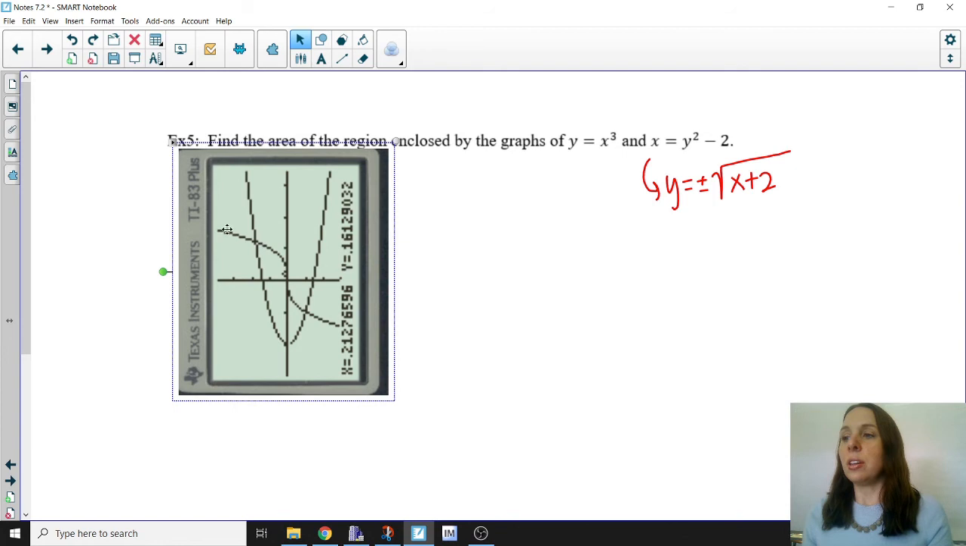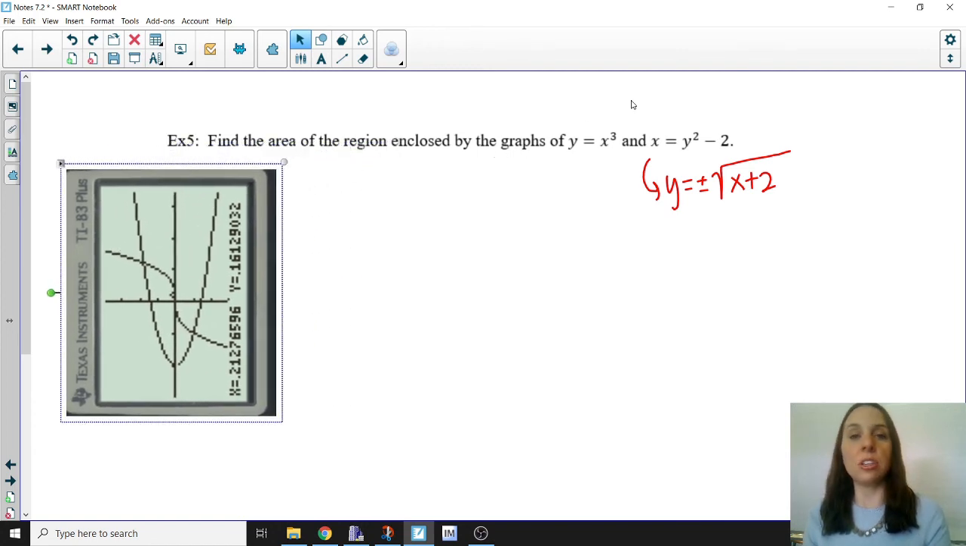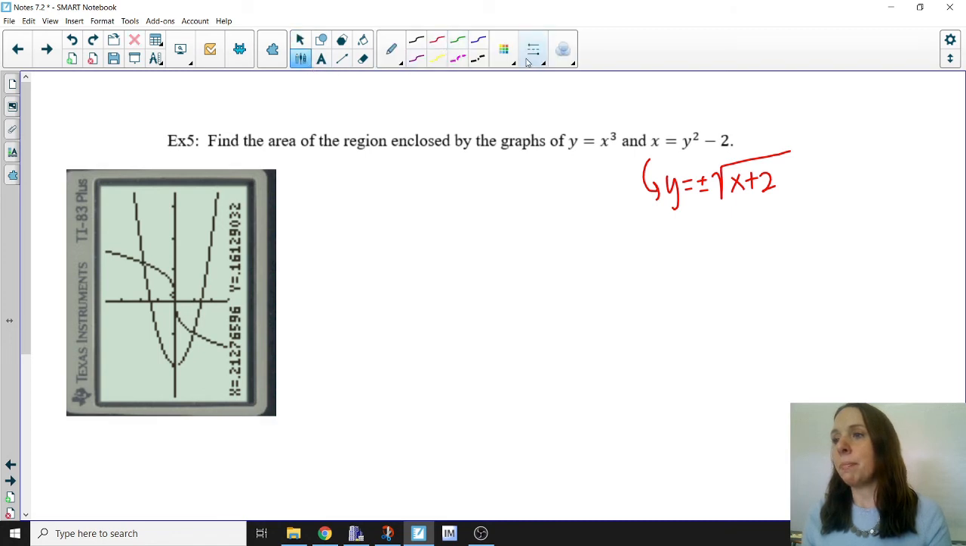in this direction. Okay, now we can see that this graph is on the top and this graph is on the bottom. And this is called integrating with respect to y. Okay, so let me show you what I mean. I'm going to go back to this equation, x equals y squared minus 2. And I know that that is my lower function when I'm looking at the graph like this.